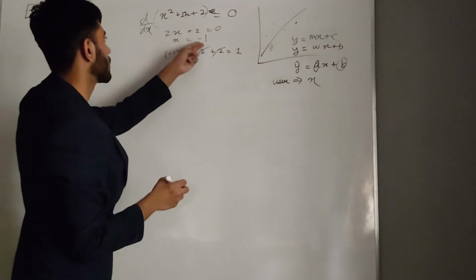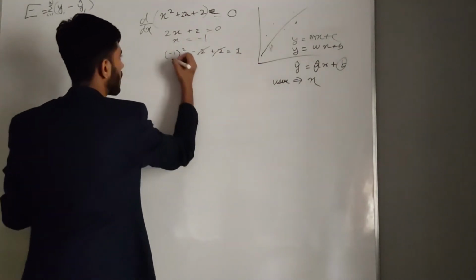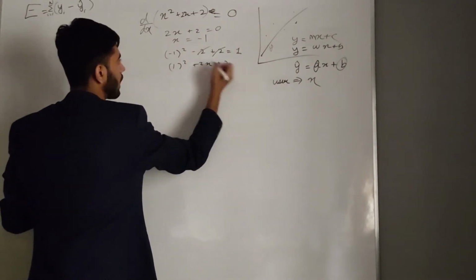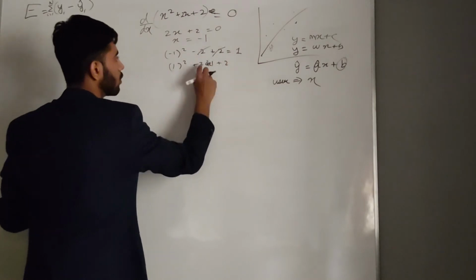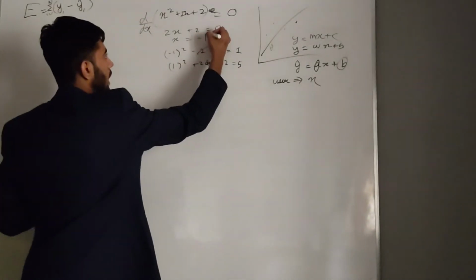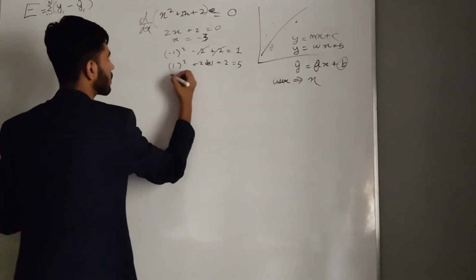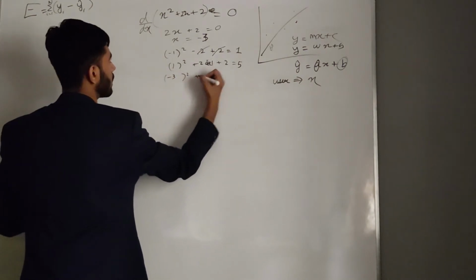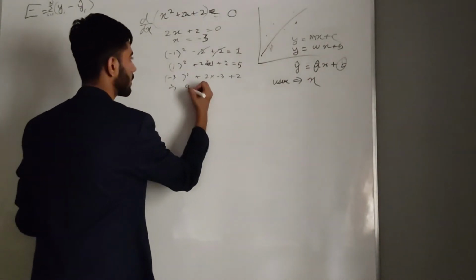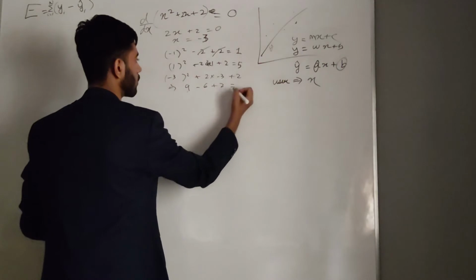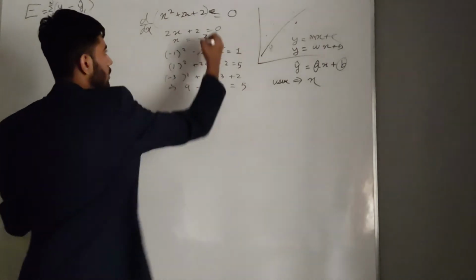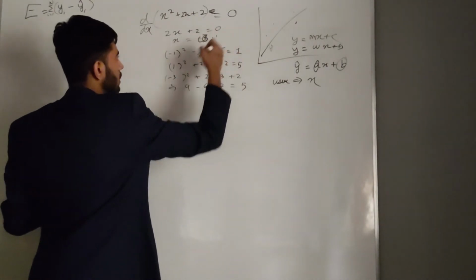If I put any other value other than minus 1, for example 1, in this case I'm going to get 1 whole square plus 2 multiplied by 1 plus 2, which is 1 plus 2 plus 2, and this is going to give me 5. If I put in place of minus 1 the value minus 3, here I'm going to get minus 3 whole square plus 2 multiplied by minus 3 plus 2, which is further going to give me 9 minus 6 plus 2, and that is equal to 5. So in every case we are going to find that the value of x has to be minus 1.